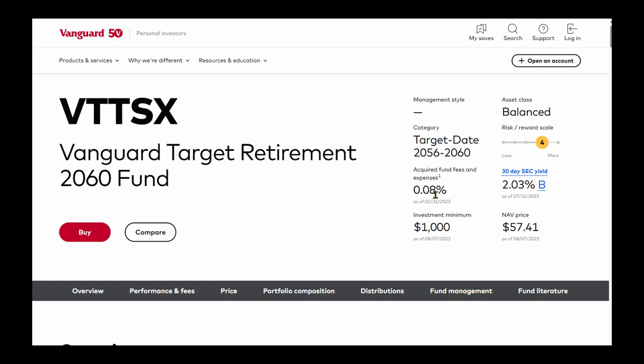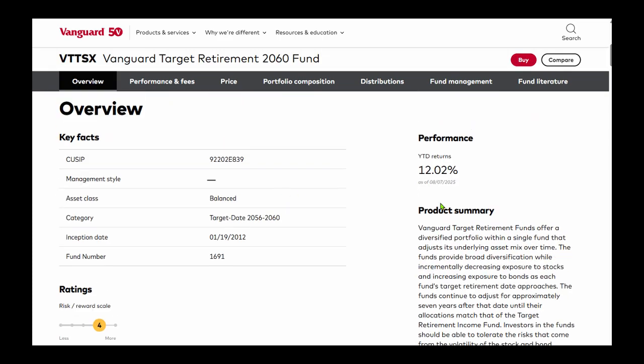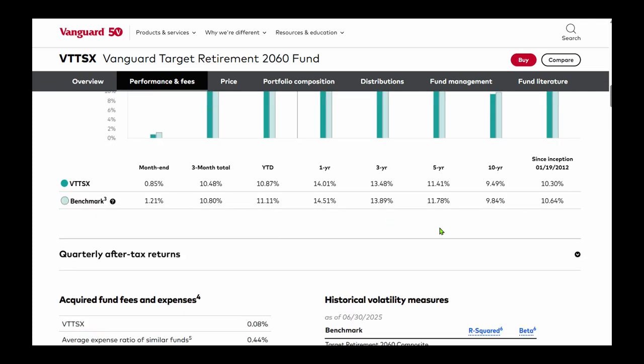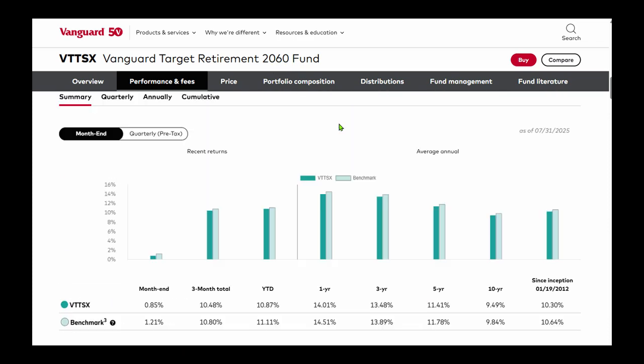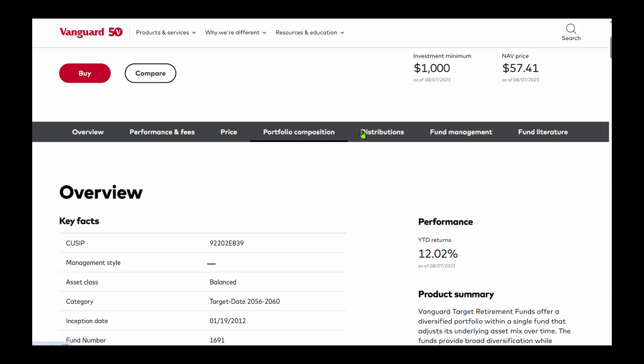So, but first we can see the expense ratio is 0.08, which is very low. And we can see some other items here too, the yield to date, some of the performances, the 10-year, 5-year, 3-year averages. Now, since this is in the 2060, in the future, you're going to be mostly stocks. Well, let's see what we have here.